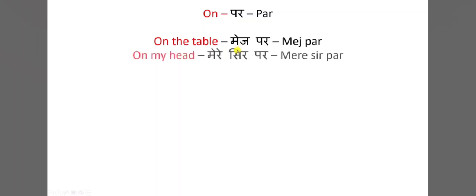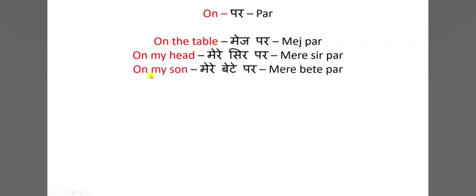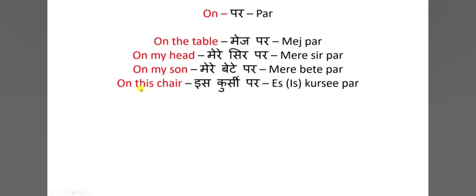Next, on my head. मेरे सिर पर. मेरे is my, it is in oblique form. सिर is head, it is also in oblique form. Here oblique and normal are the same. पर is on. On my son. मेरे बेटे पर. On this chair. इस कुर्सी पर.